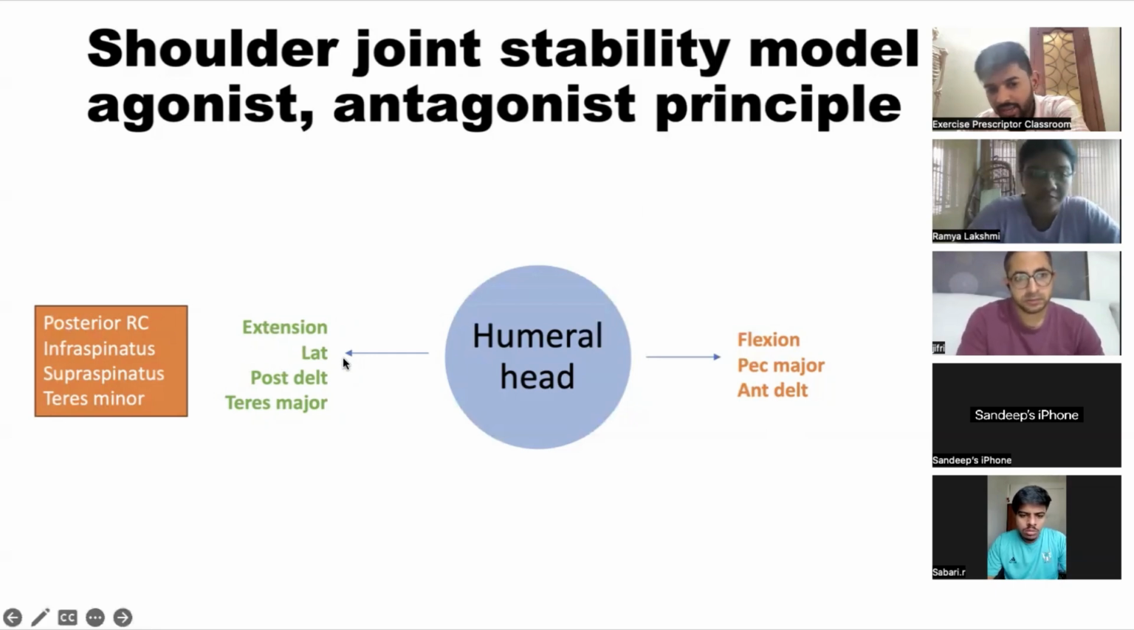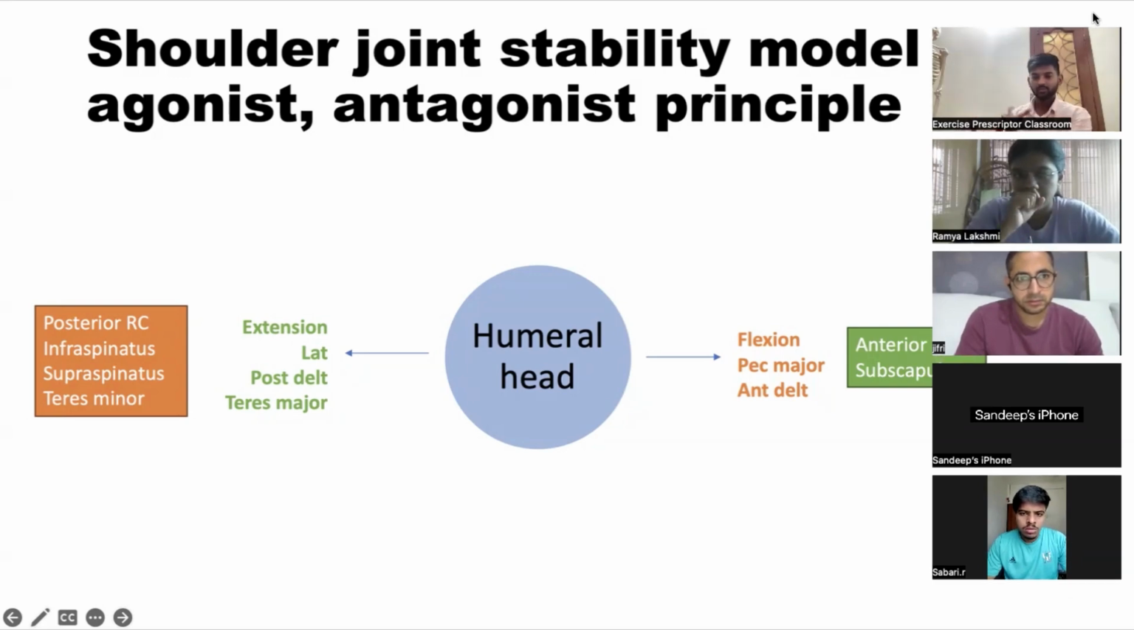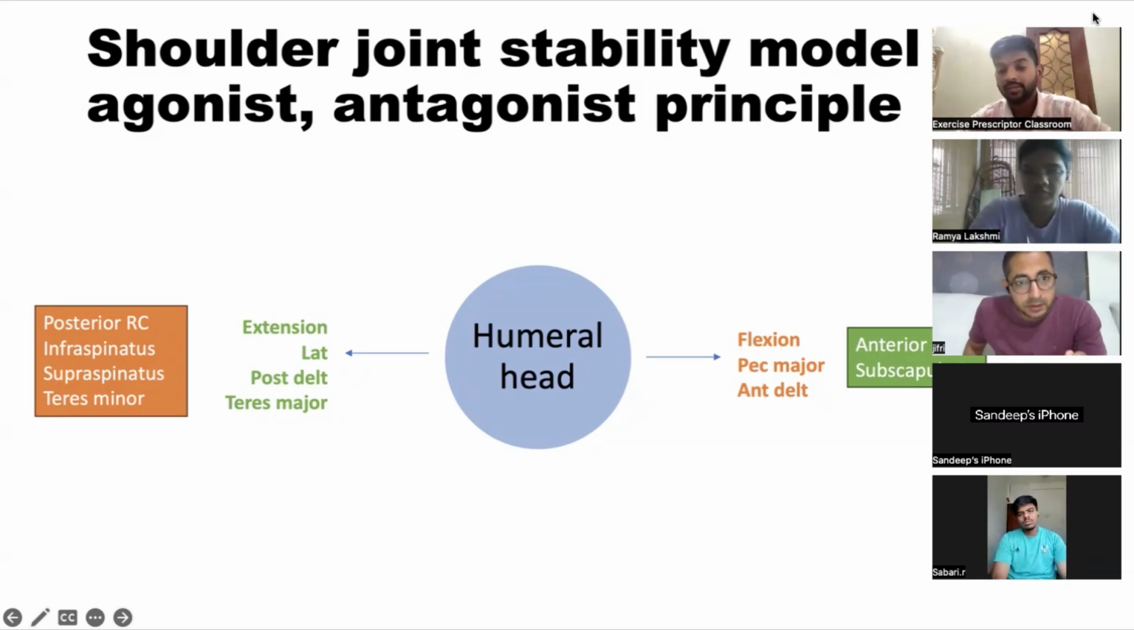If you ask for the extensor, we say lat, posterior deltoid, teres major, right? But actually the anterior rotator cuff, subscapularis, plays one of the important roles as an extensor, because when the shoulder extends, the subscapularis has to synergistically activate to pull the head forward. But sir, will we consider the subscapularis a prime mover or a stabilizer? Stabilizer we can say, but mover is a better example also. People get confused because I used to say the anterior subscapularis muscle is an antagonist.